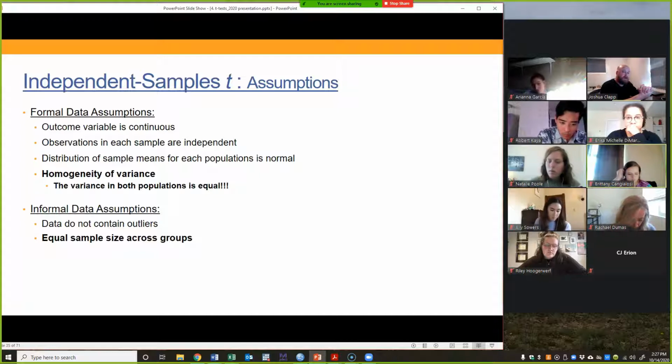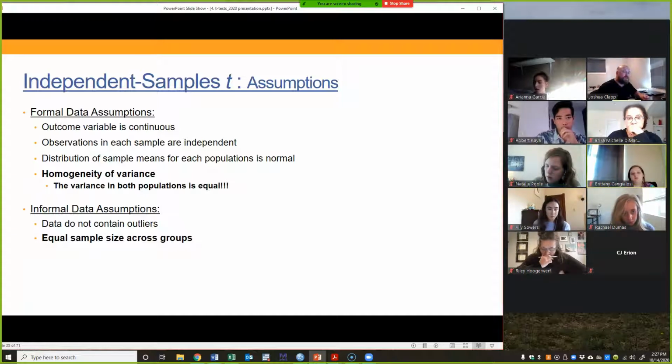Assumptions of our independent sample t. These are going to be mostly similar to our single sample t. One, we're going to assume that our outcome variable is continuous. Two, we're going to assume that the observations in each sample are independent. If Ari, Robert, Erica, and Natalie are my one group, and Brittany, Rachel, Ali, and Riley are my second group, what I'm assuming is that your observations are just your own. They're not influenced by anybody else. You're not related to one another. We always want to make sure that conceptually there are no dependencies in our assessment or our measurement here.